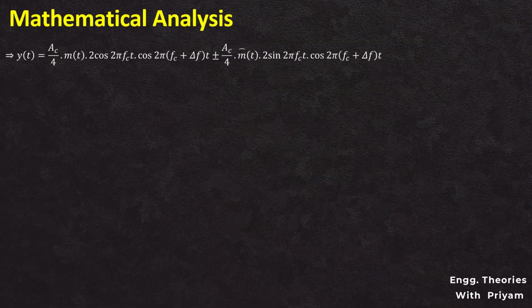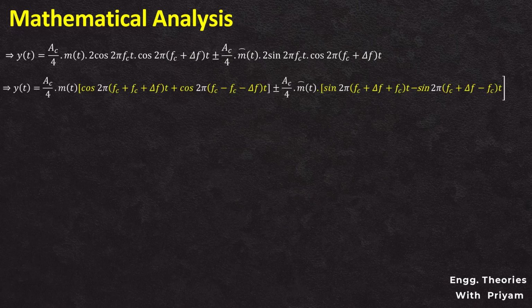Now we will take Ac/4 into m(t) common from both the terms, then y(t) is equal to Ac/4 into m(t) into [2 cos 2 pi fc t cos 2 pi (fc plus del f) t plus minus sin 2 pi fc t cos 2 pi (fc plus del f) t]. Now we know that 2 cos a cos b is equal to cos(a plus b) plus cos(a minus b), and 2 sin b cos a is equal to sin(a plus b) minus sin(a minus b). If we apply both of the formulas, then this equation of y(t) can be written as follows.